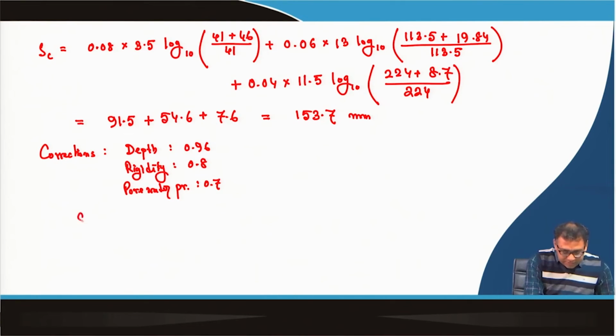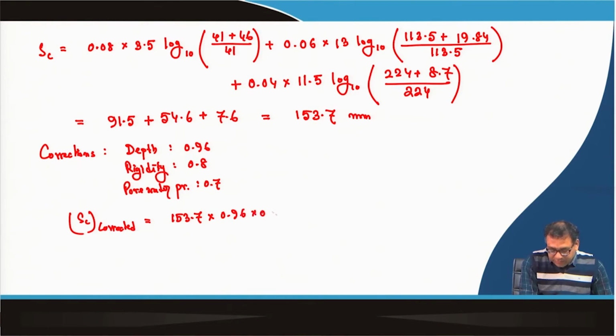So, my S C corrected, which will be 153.7 into 0.96 into 0.8 into 0.7. So, which is 82.6 millimeter.